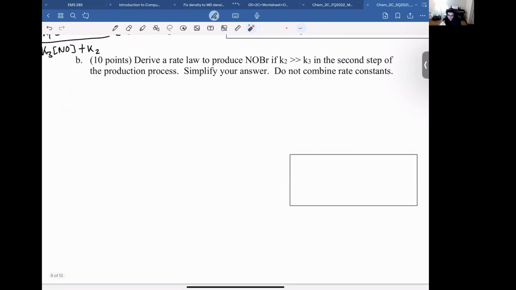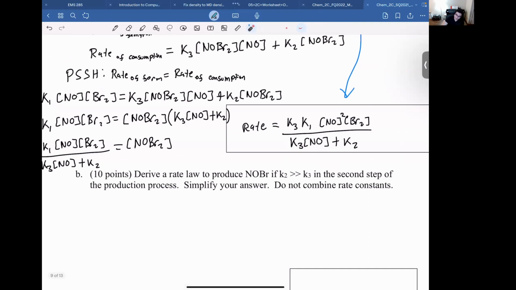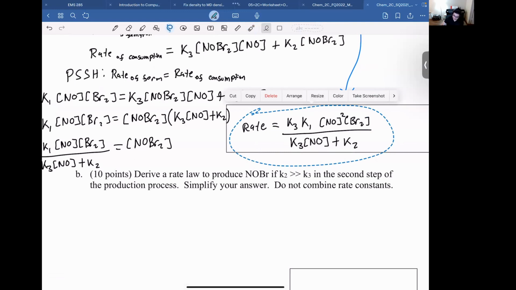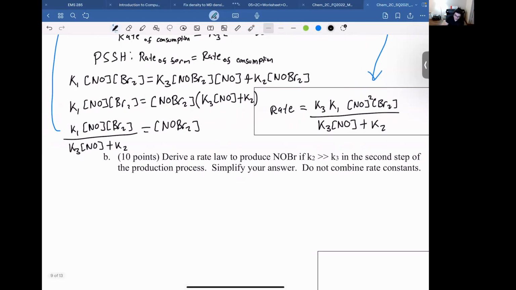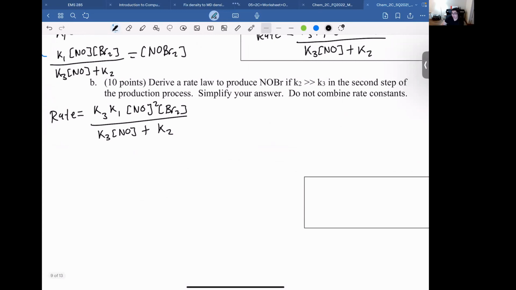B says derive a rate law to produce NOBr if K2 is significantly, or sorry, greater than K3 in the second step. So you're still using this thing. We didn't do all this for nothing. So once you get this, this is still going to be used. I'll just rewrite it. The rate is equal to K3 times K1 NO squared Br2 over K3 NO plus K2. That's it. Now it says K2 is significantly greater than K3.